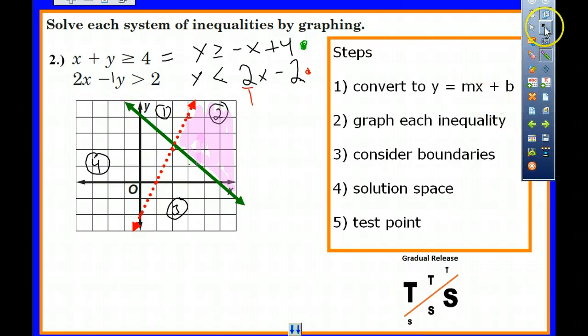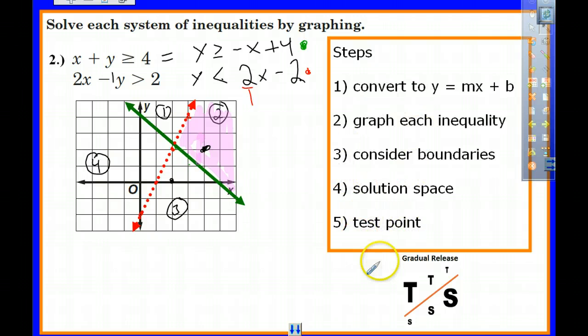You could even do that before you do the shading. So pick a point. If you said area 3, you could plug in 2, 0. You'll see it'd be false for the green one. It wouldn't work because it's below. Pick a point and verify that it's actually true for both. The same point has to be true for both of them. All right. Easy with that.